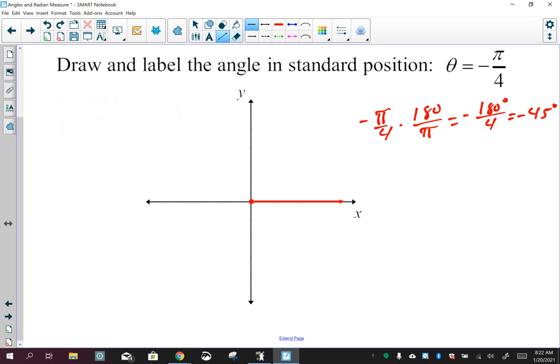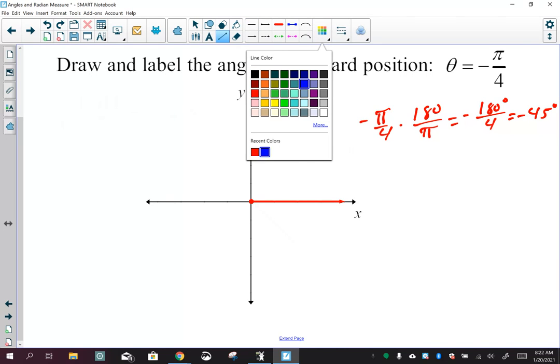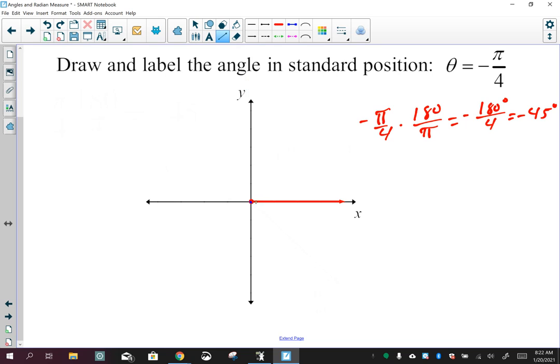So what that means is you're going to come over here and you are going to start here on the initial.